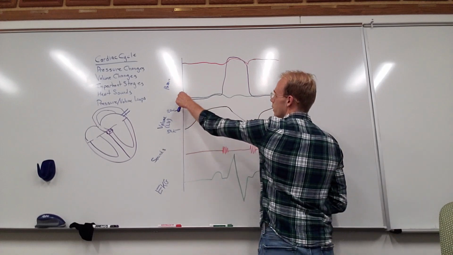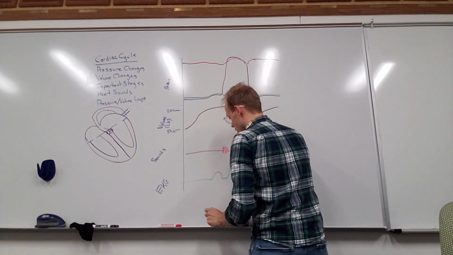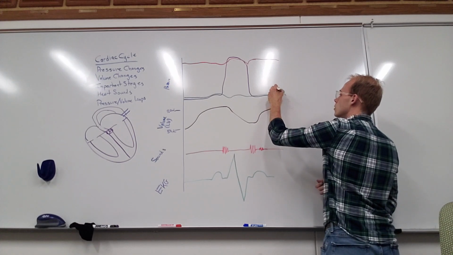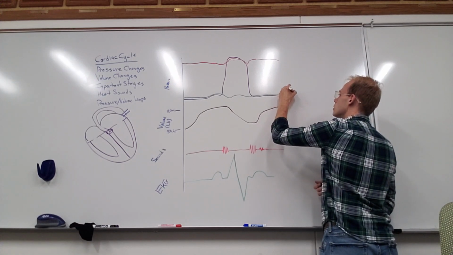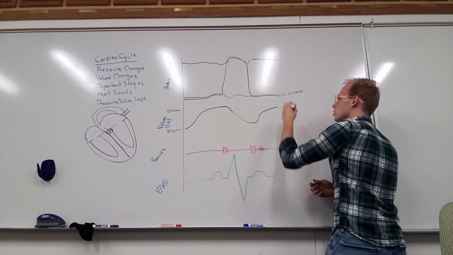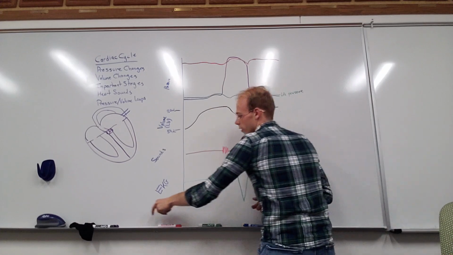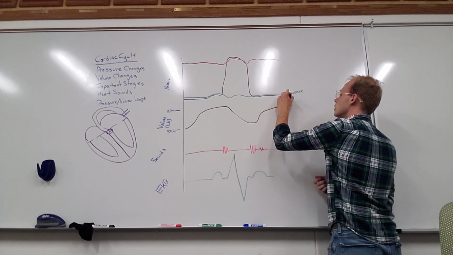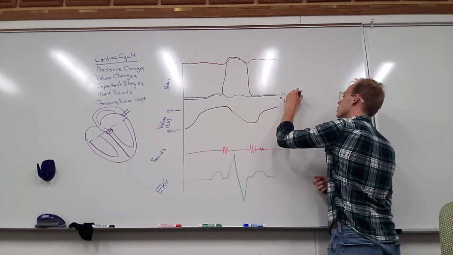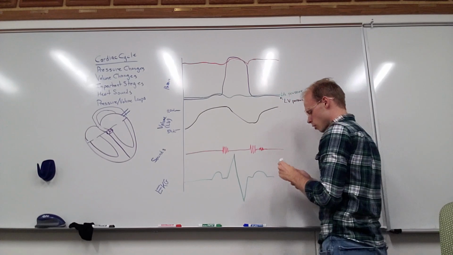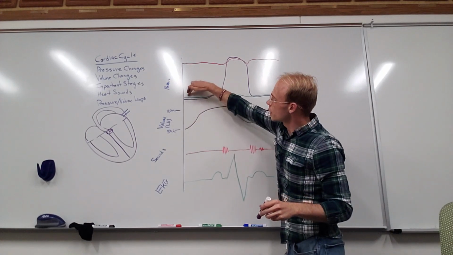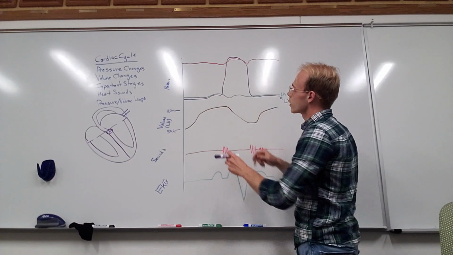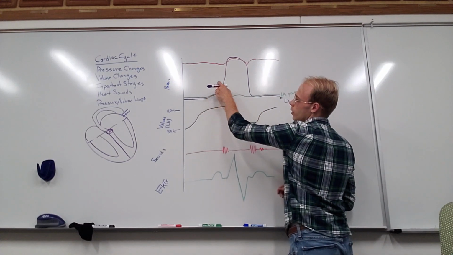So this is why here, this green line, we're going to write that here. This one right here represents left atria pressure. And this purple line represents left ventricular pressure. So atria is higher pressure than the ventricle, and then at this point right here is when the atria starts to contract.